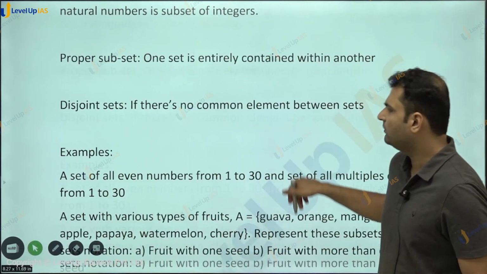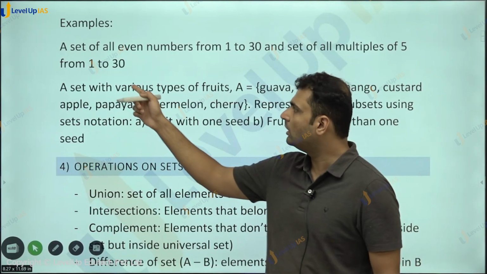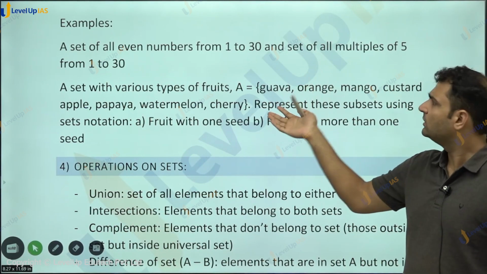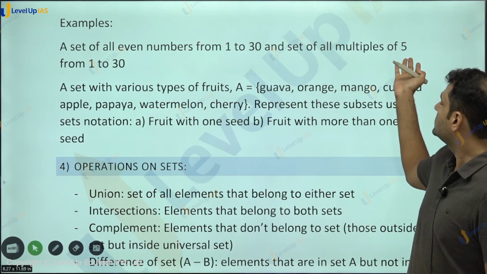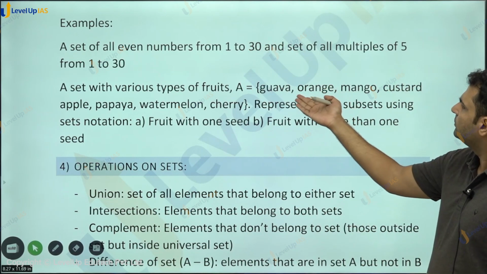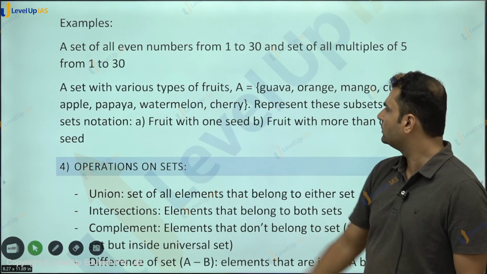A few examples: set of all even numbers from 1 to 30 and set of all multiples of 5 from 1 to 30. These are examples, and you can see that this second set is a subset of the first set. Set of some fruits. Set A is guava, orange, mango, and so on.